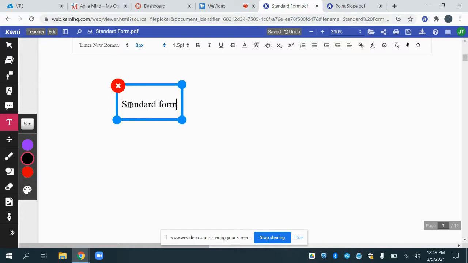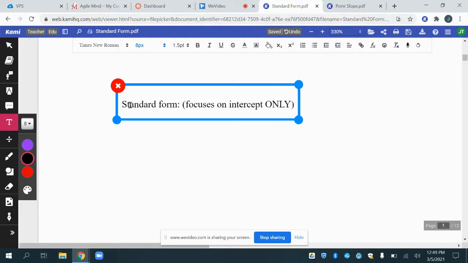Now, the last form focused on the slope of the line, how steep it was, and the one intercept where it crosses the y-axis. Standard form focuses on intercepts only. That's why we use standard form. When we don't know about the slope, but we know where it crosses each axis, we can write it in standard form. And if we have something in standard form, the easiest way to graph it is to focus on the intercepts.